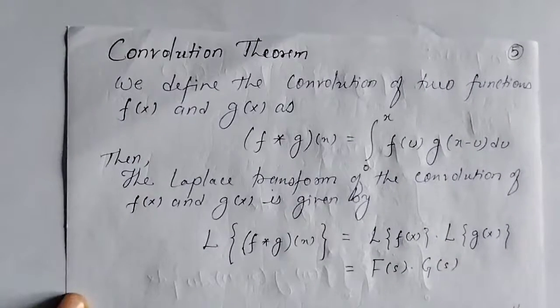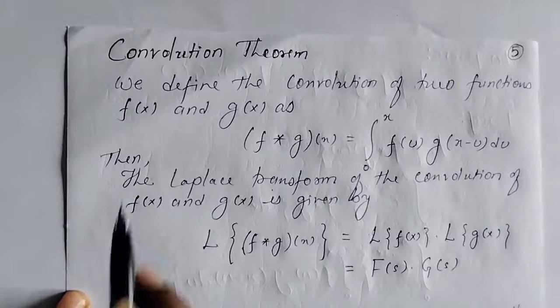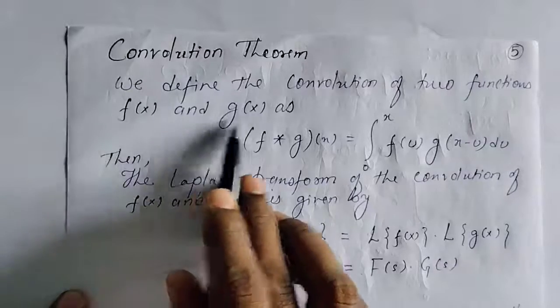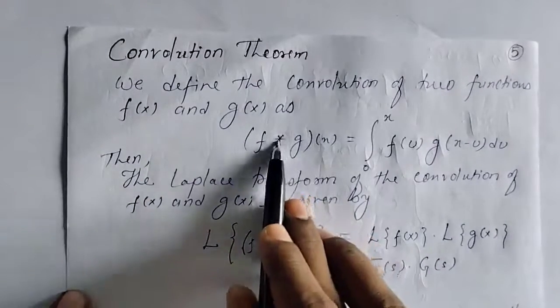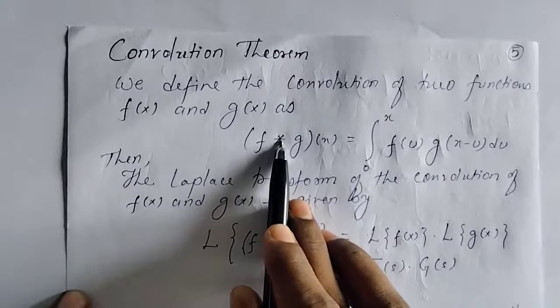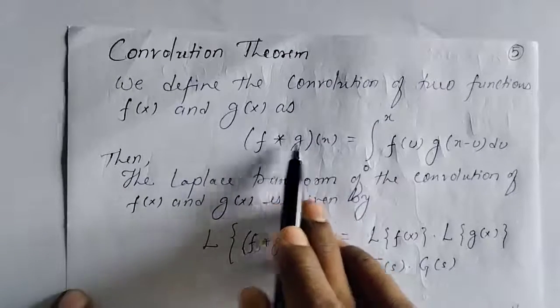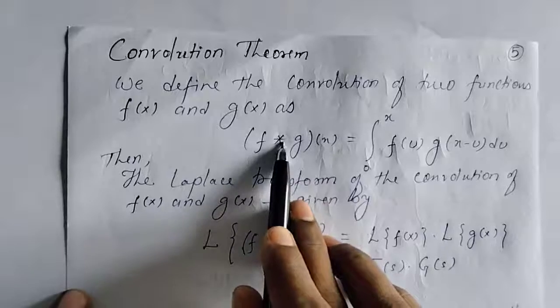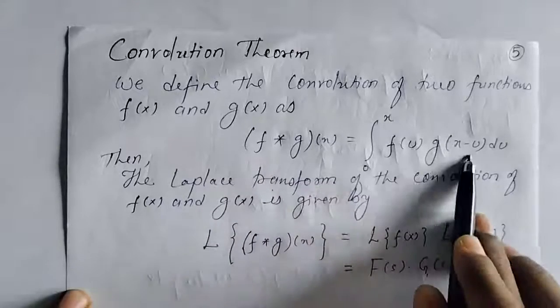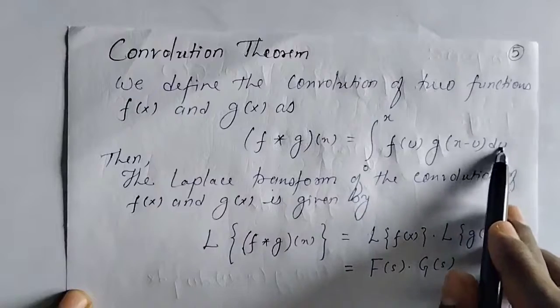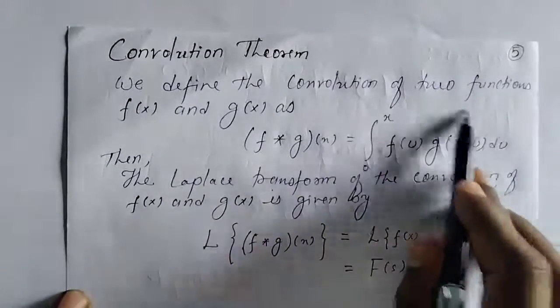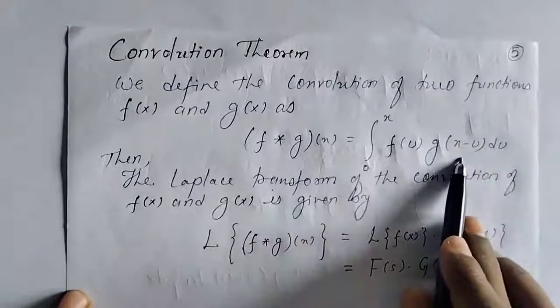So this is the statement of the convolution theorem. Let's first define what convolution means. Suppose you have a function f of x and g of x. This is how you define the convolution. This star sign says you are taking the convolution of f and g. What does this star sign mean? It means this integral, where you are integrating with respect to u from 0 to x. This is what convolution means.